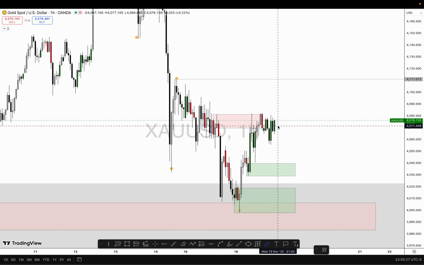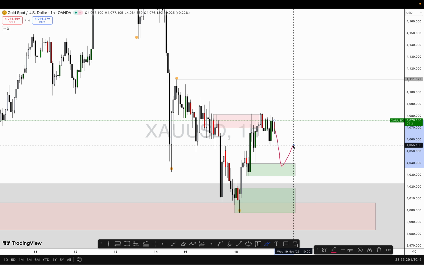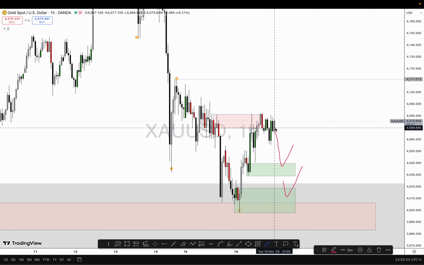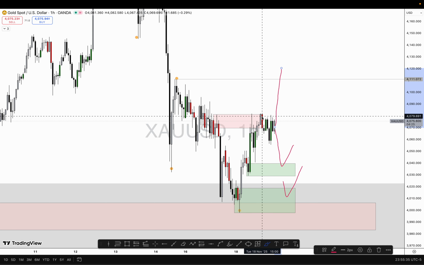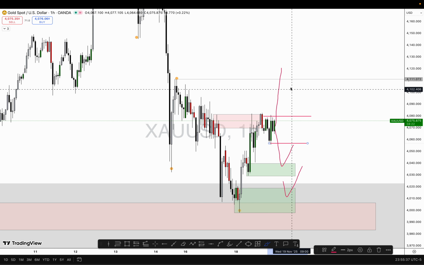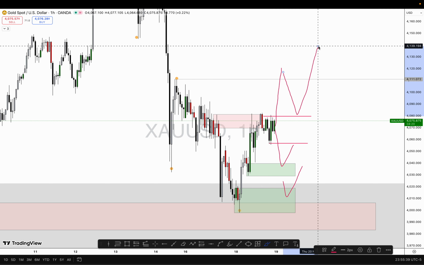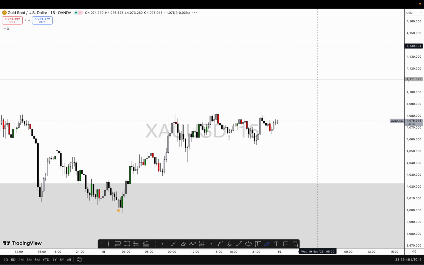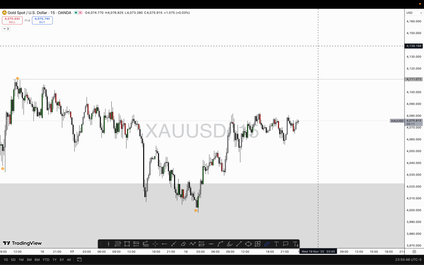So this is what could happen. The market could pull back to give us an entry at potentially these zones, or it could go ahead and go forward, creating a new zone that we could buy from. So let's go even further, right? 15-minute.